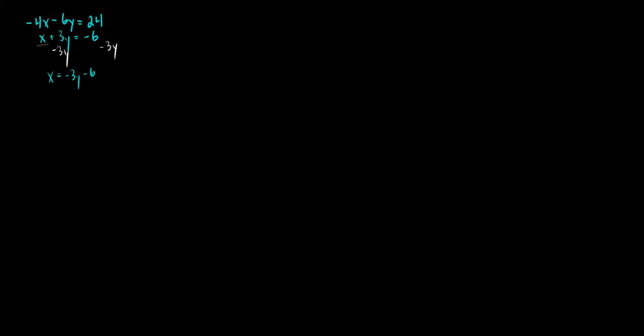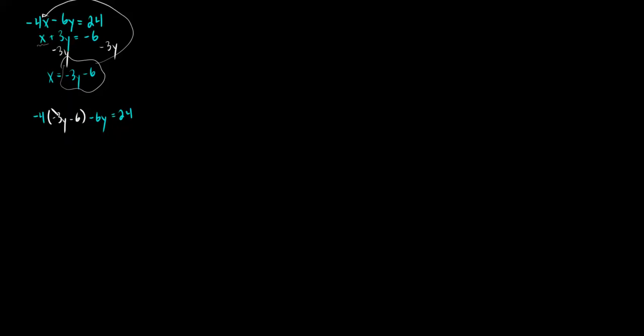So now I can go ahead and take what x is, and x is negative 3y minus 6, and I can substitute that in for x in my first equation, okay? That's what substitution is, getting a variable solved for and substituting it into a different equation, okay? So I'm going to go ahead and substitute that in. So this is going to be negative 4 times x, and x, as we see, is negative 3y minus 6, okay? And then minus 6y is equal to 24. And once again, as we can see, everything is in terms of y, which means we're going to be able to quickly solve for y.